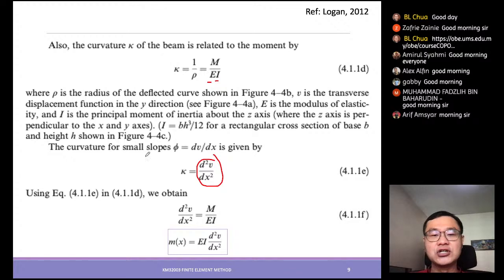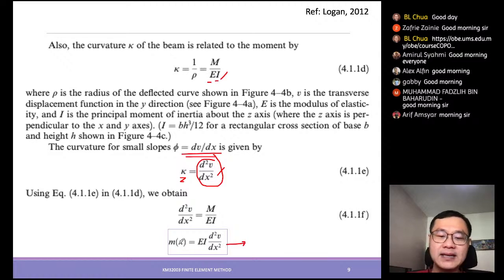So this is the curvature of the slope, given by the slope dv over dx. Therefore from here, we can relate this curvature to M over EI. Once we have related this with M over EI, we can formulate the important equations over here.